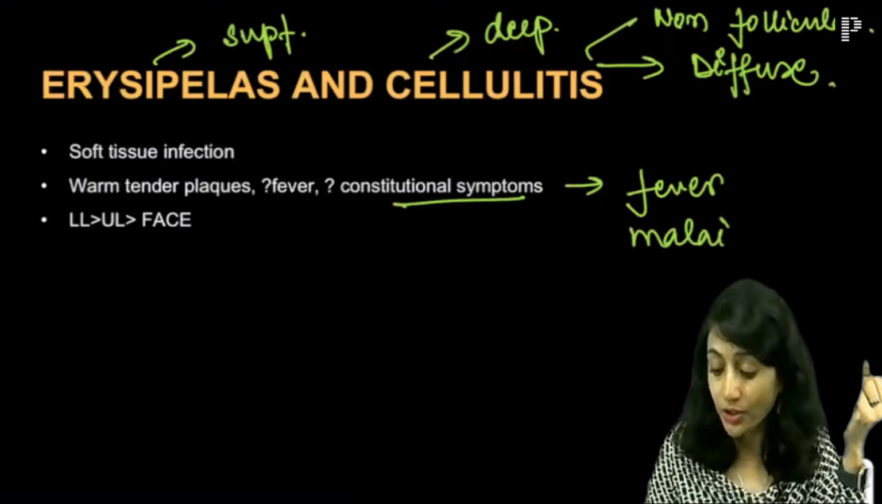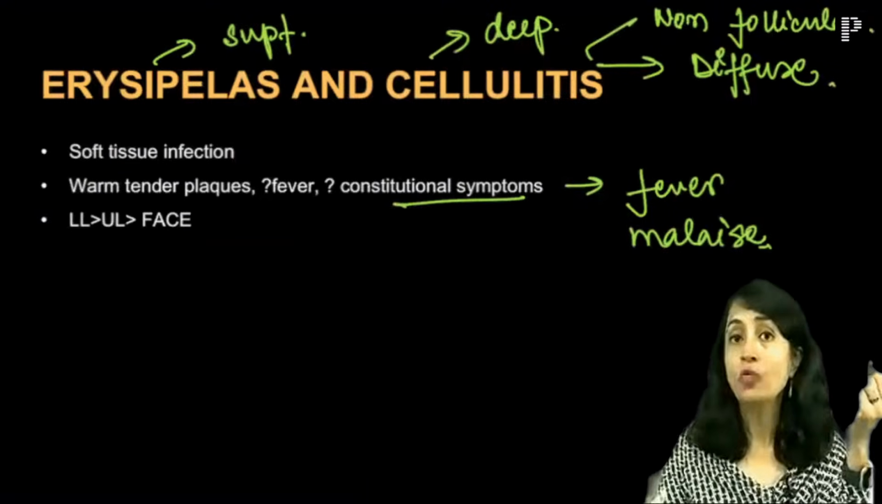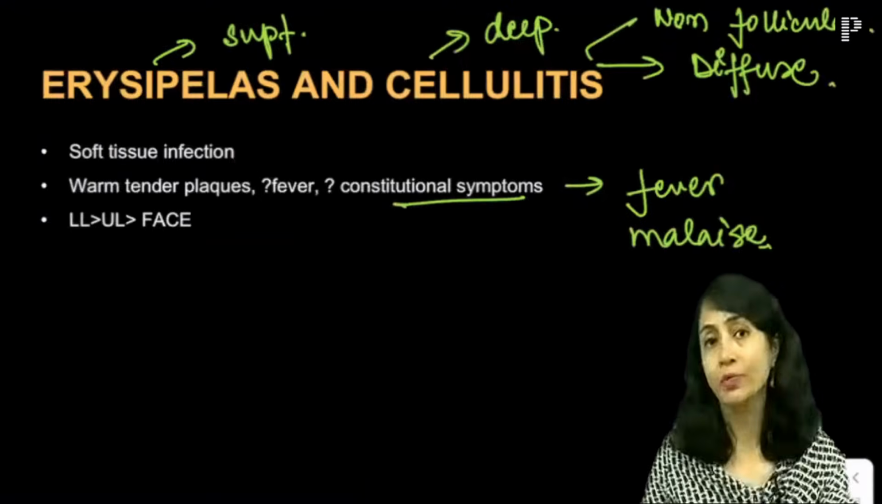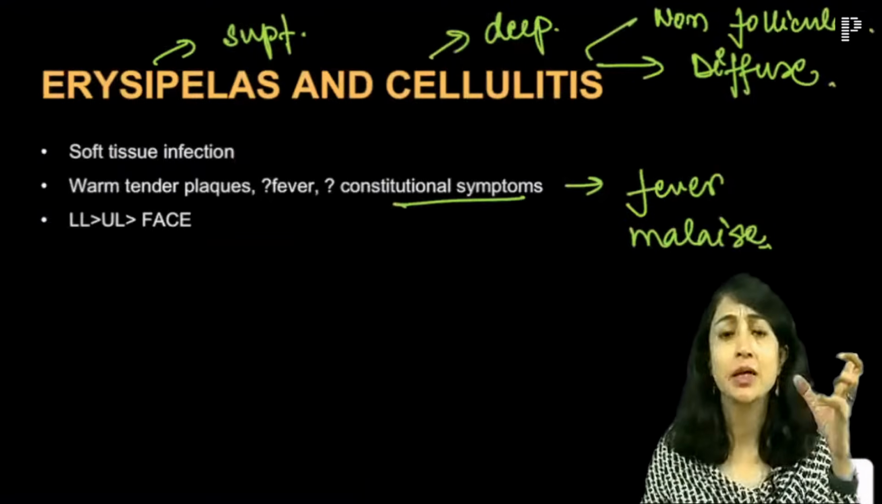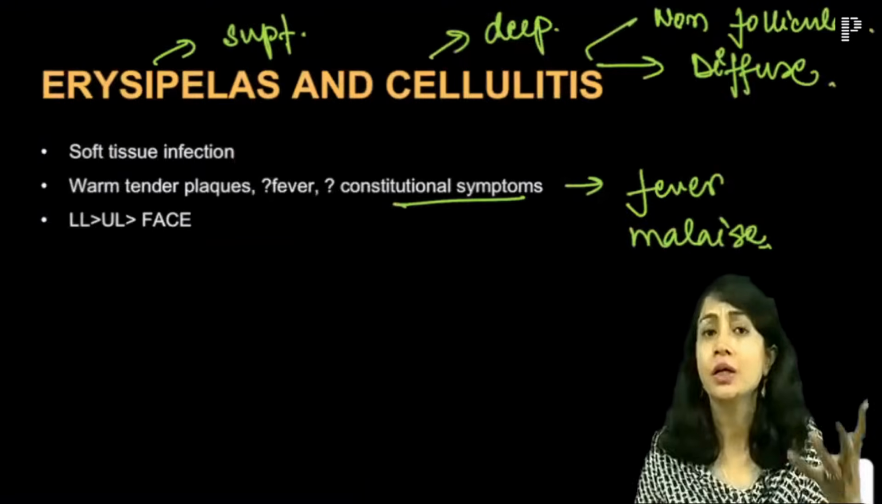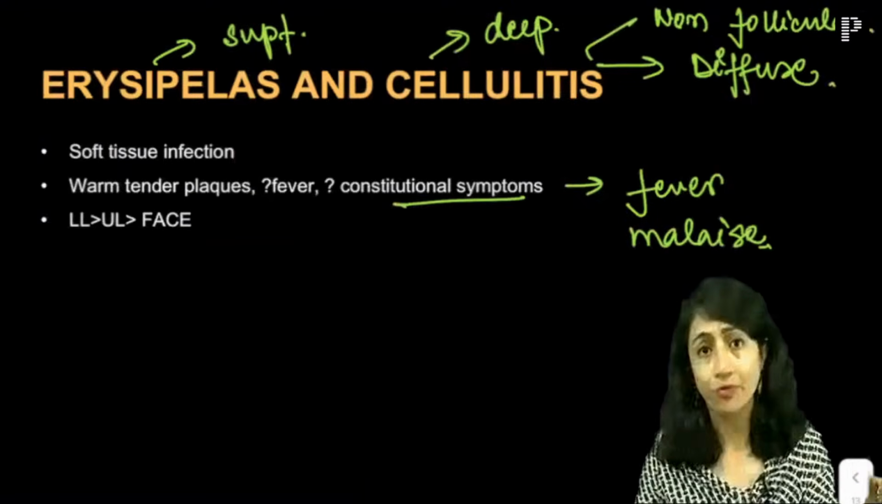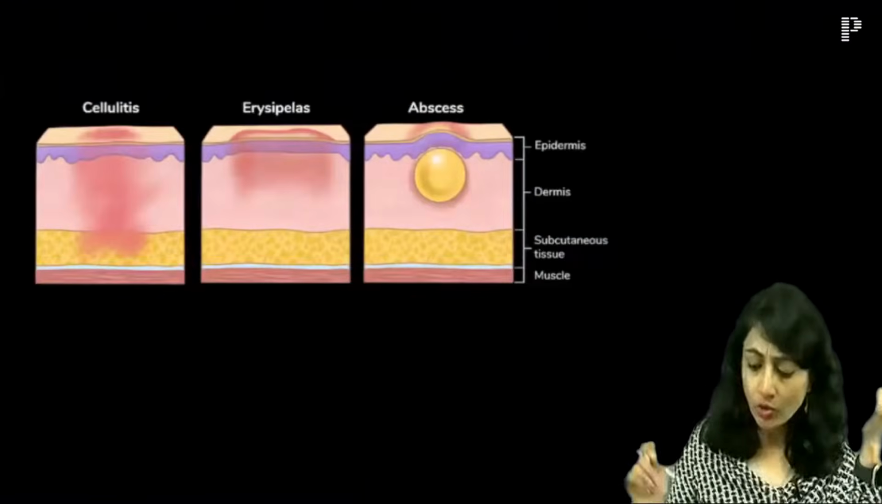Now, this is a more diffuse infection, so my constitutional symptoms have come up. They have not come up till yet. So fever, malaise, joint pains, along with a painful plaque which is present on the limbs or on the face. Now, when you look at it, this looks something like this. We'll go back to the previous image.